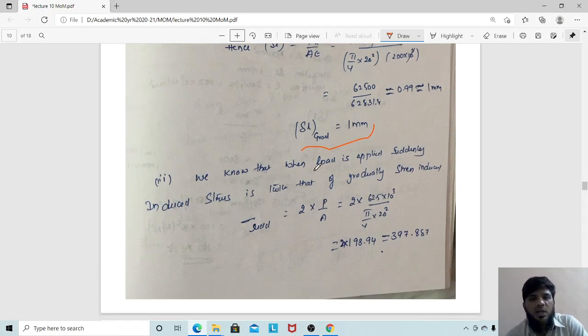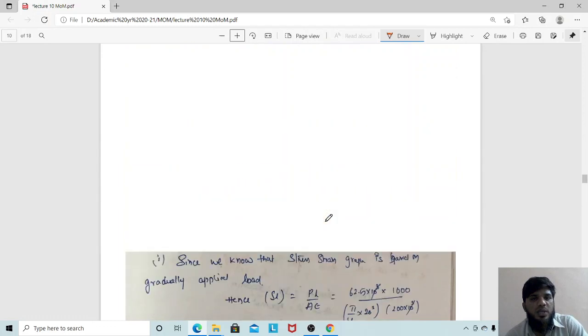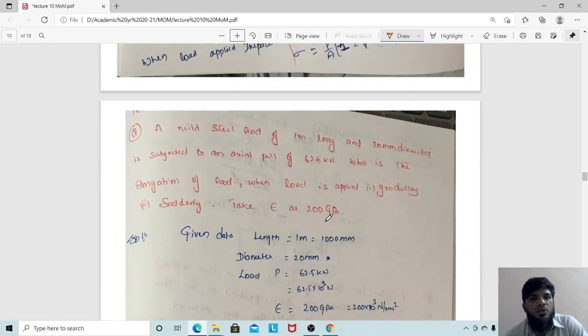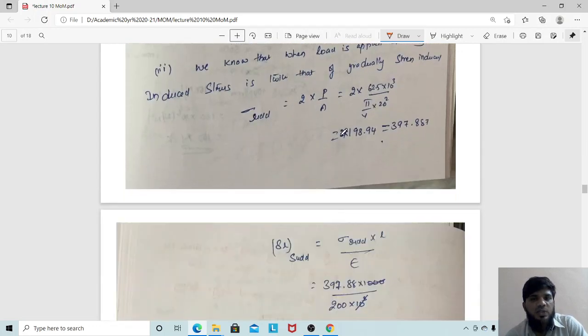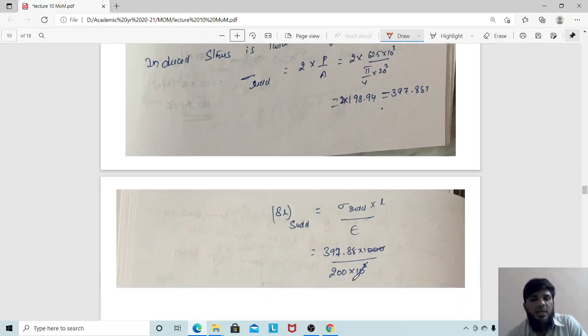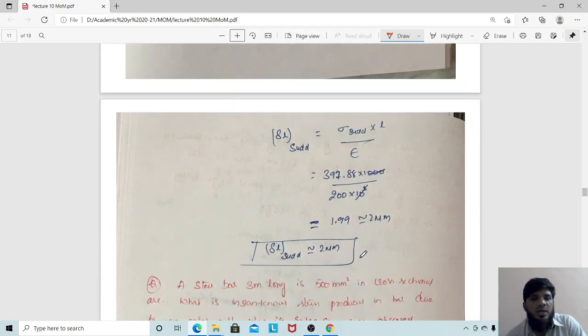We know that when the sudden load is applied, sigma sudden will be equal to 2 into sigma gradual. These loads are applied gradually, they have not told that the load is applied suddenly. The axial pull is acting, so obviously that load is nothing but a gradual load. So with that we have to calculate the sigma sudden first. Once you know the sigma sudden, delta L sudden is nothing but sigma sudden into L by E. We already know delta L is nothing but sigma L by E. So sigma sudden into L divided by E, with that you can calculate the value of delta L.